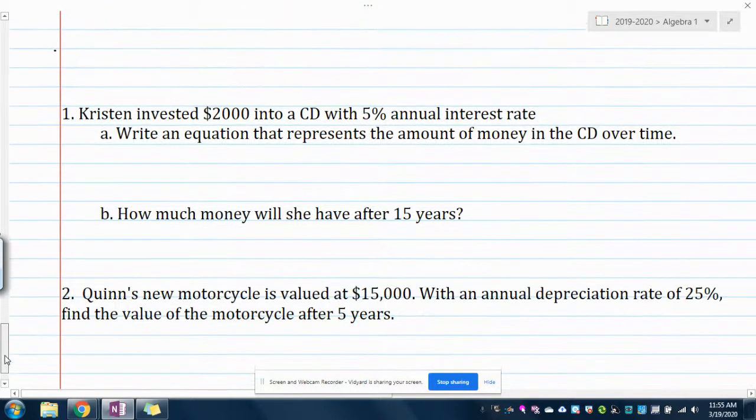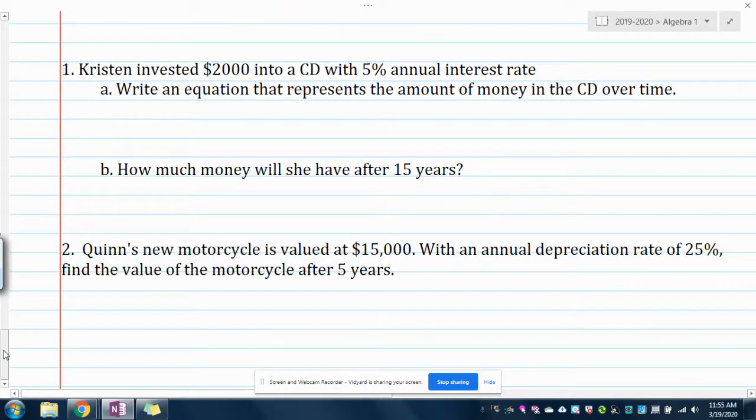Okay, so these are the 2 word problems that are on your sheet. I'm going to go through them. Even though you have the answers, I'm going to go through them with you because it's going to help you complete the rest of the problems in your assignment.